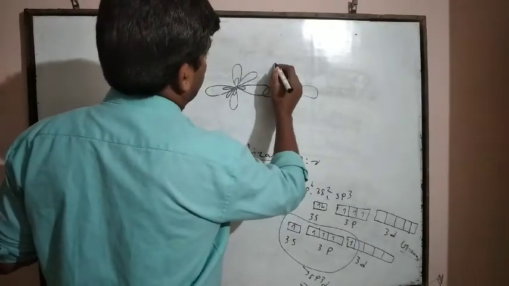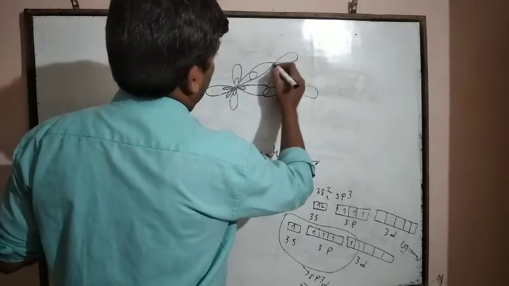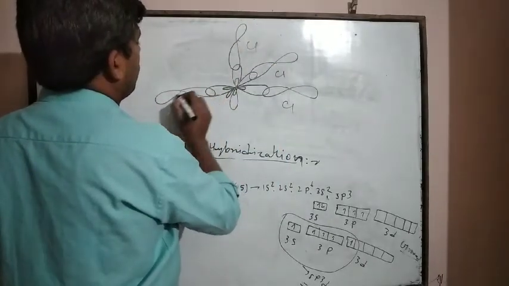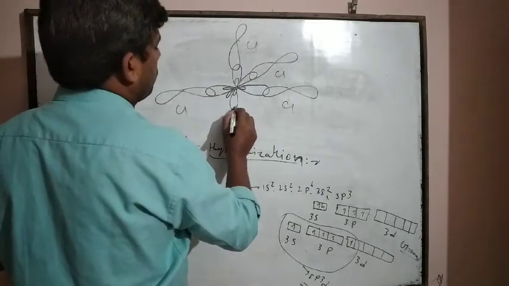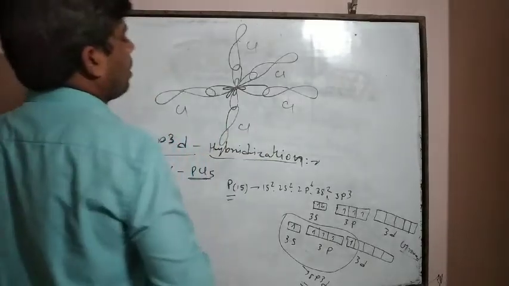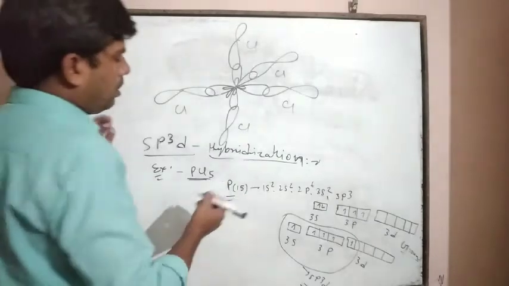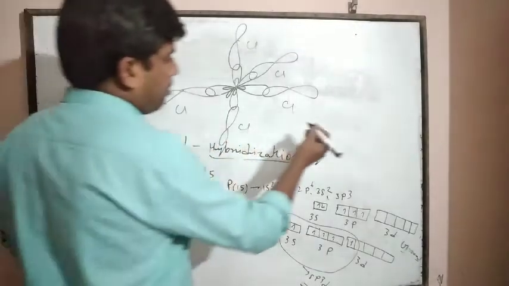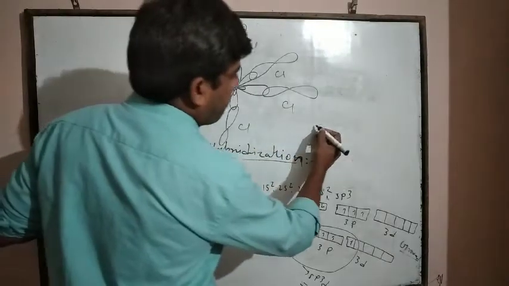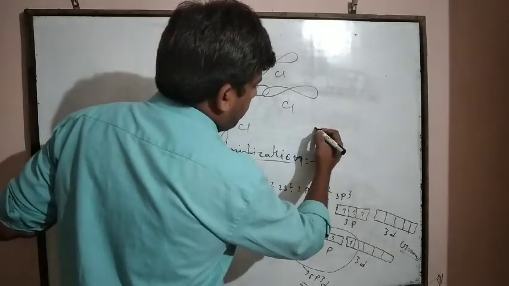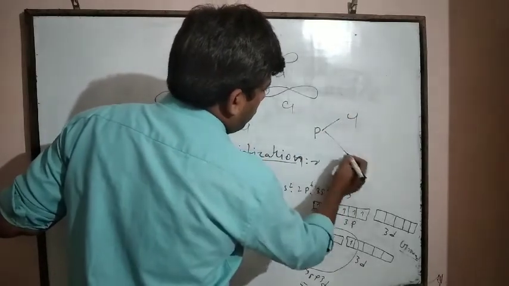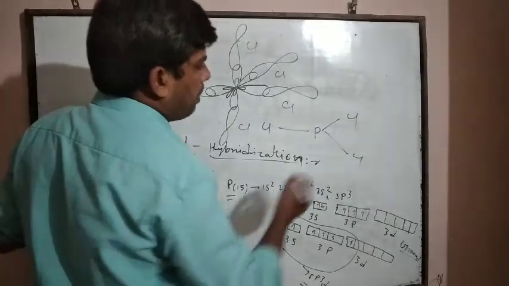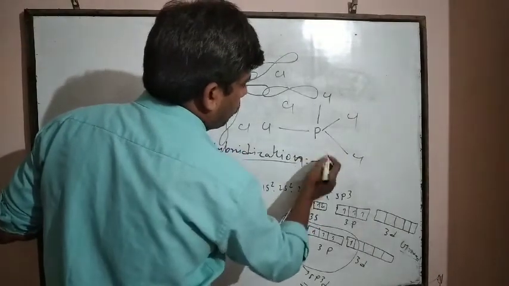Chlorine, Cl, Cl, Cl and Cl. In this way, PCl5 forms a trigonal bipyramidal structure like this. This is the trigonal bipyramidal structure.